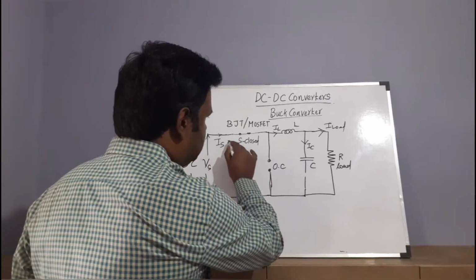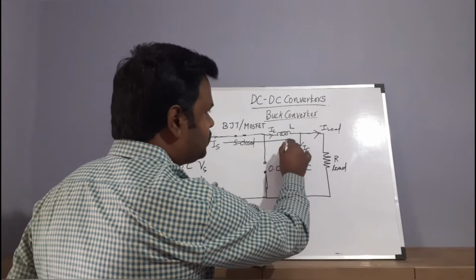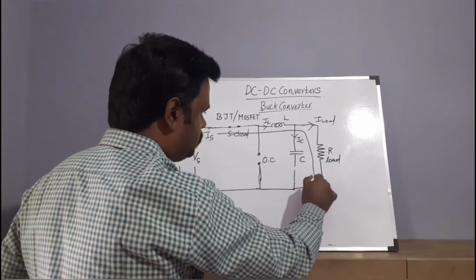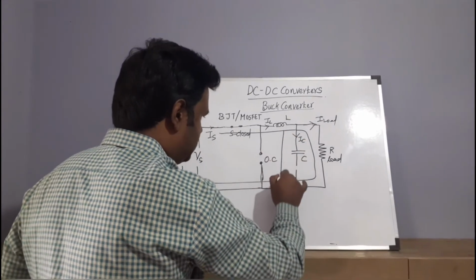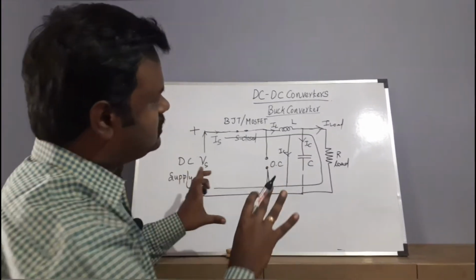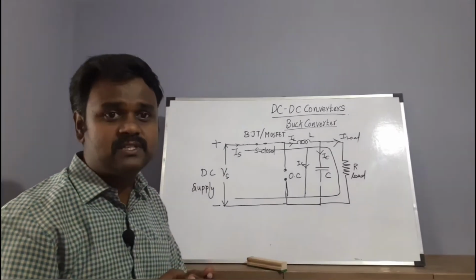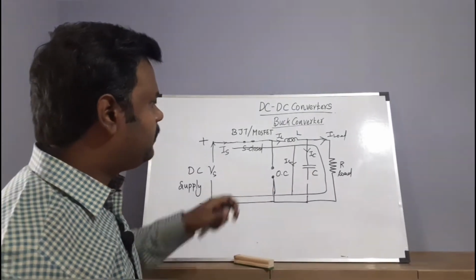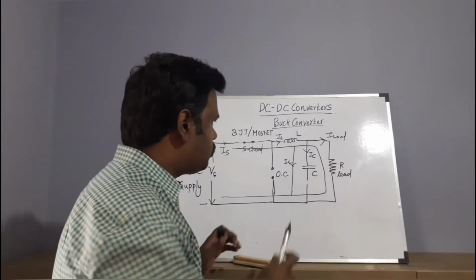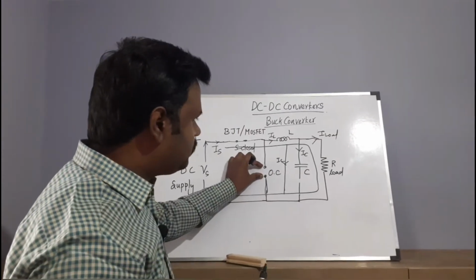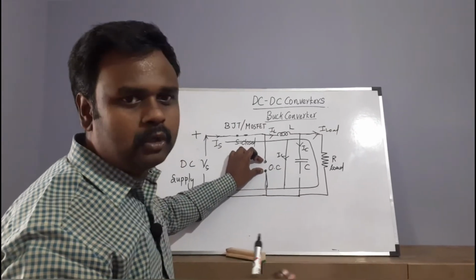It starts from here, it charges the inductor, it charges the capacitor, again it flows through the load and returns back. This is also IC. This is the part when the switch is closed, and this is one mode of operation. During this condition, the inductor and capacitor will be charged, and the freewheeling diode will be in open circuit condition. That means it will not operate.